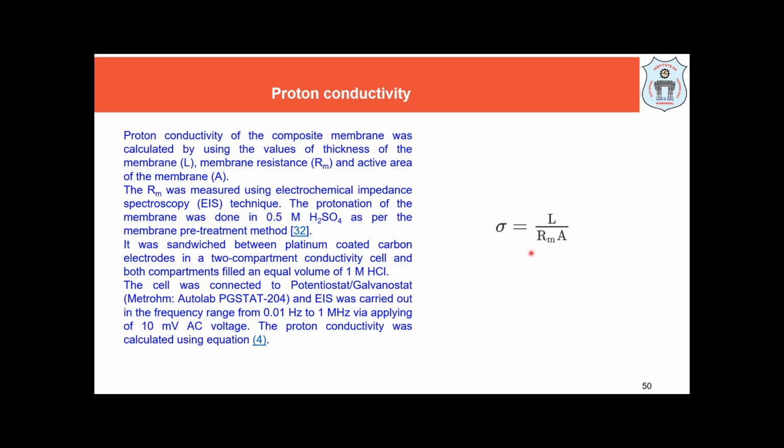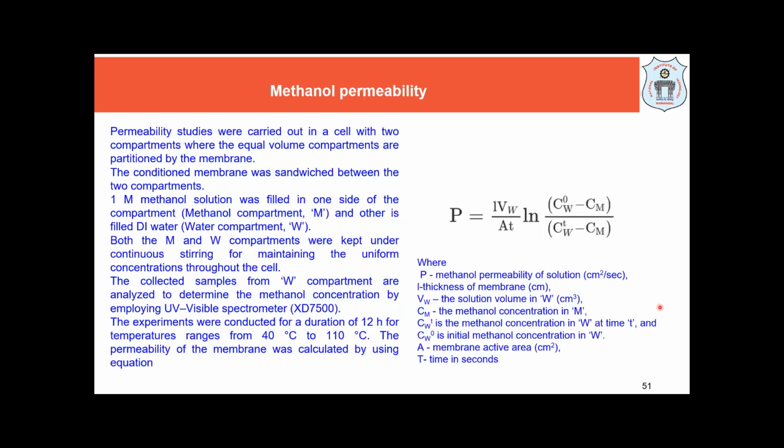The protonation of the membrane can be done using 0.5 molar sulfuric acid as membrane pre-treatment. Then it is sandwiched between the platinum coated carbon electrodes in a conductivity cell, and both compartments will be filled with equal volume of 1 molar HCl. The cell will be connected to a potentiostat and galvanostat, and electrochemical impedance spectroscopy will be performed in the range of 0.04 Hz to 1 MHz by applying 10 millivolt AC voltage. Then the proton conductivity can be calculated using this formula, sigma equal to L by RMA.